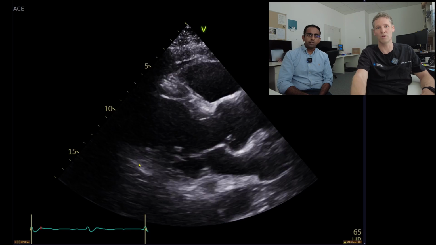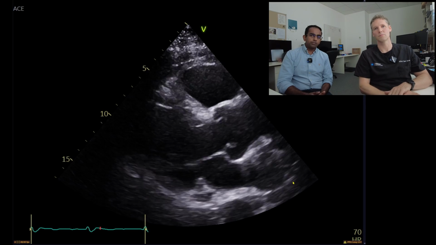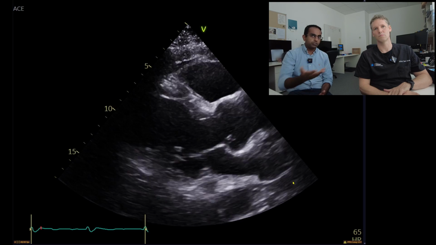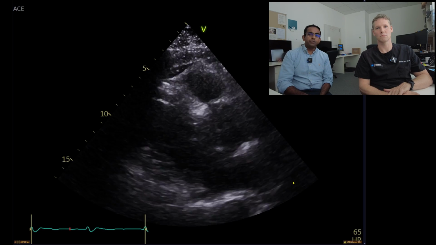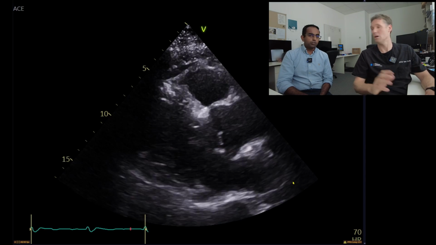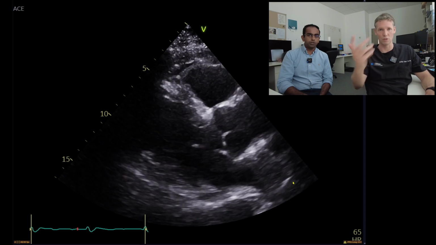Fantastic. Okay, so what do you think about this view? It's slightly down, but I'll definitely have another look at it. It looks like the anterior wall is contracting well. So I'll be looking at your 4 and 2 chamber views, and the short axis as well, which will be really helpful.